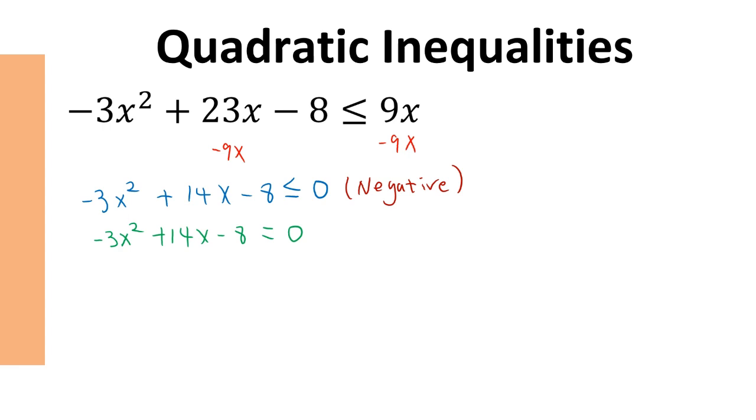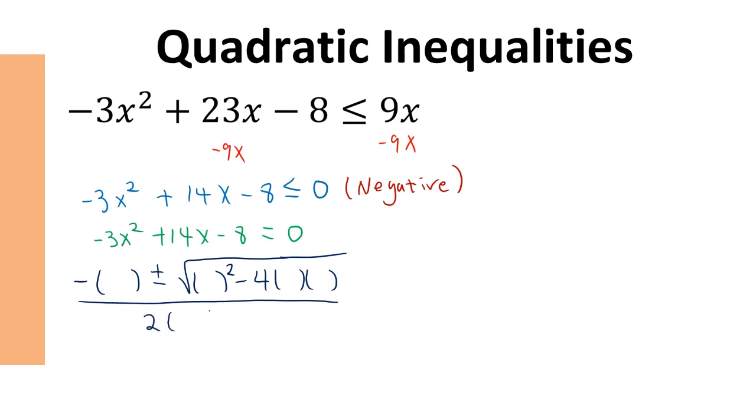Here we're going to use the quadratic formula, which is negative b plus or minus square root of b squared minus 4 times a times c, all over 2 times a, where b is the number in front of x, so that's 14. A is the number in front of x squared, so that's negative 3. And c is the constant, so that's negative 8.